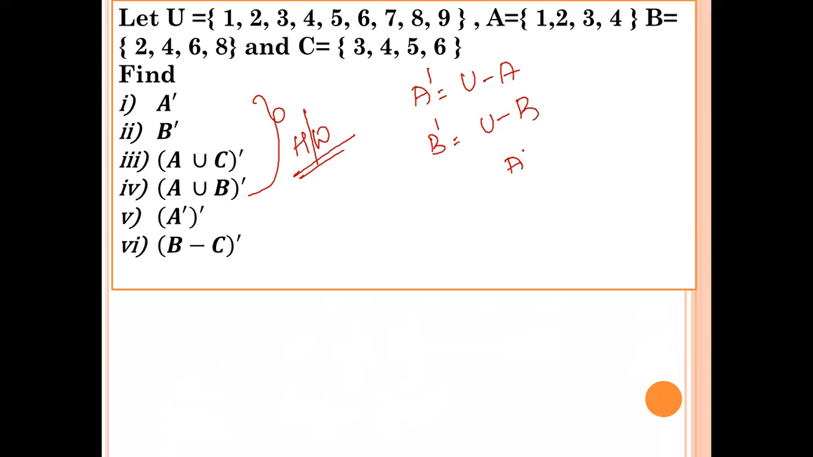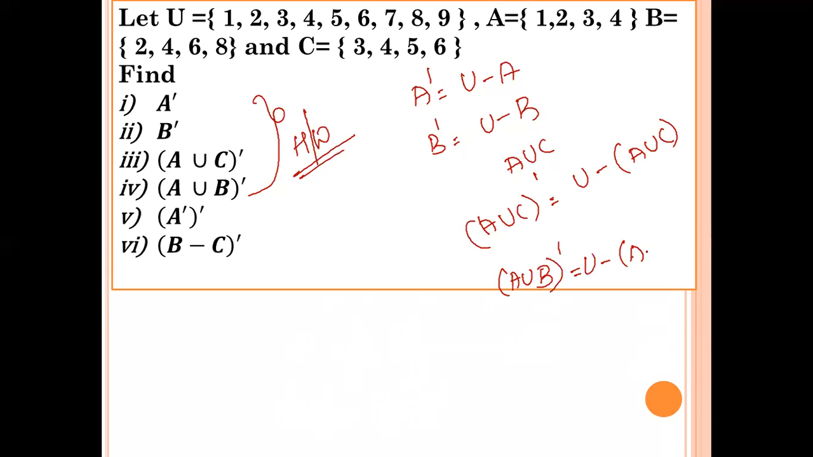First find A union C. You have to find what is A union C and then what is A union C whole dash? From U you have to subtract A union C. How to find A union B whole dash? A union B whole dash is U minus A union B. First do A union B and then subtract it from U. Now what else?